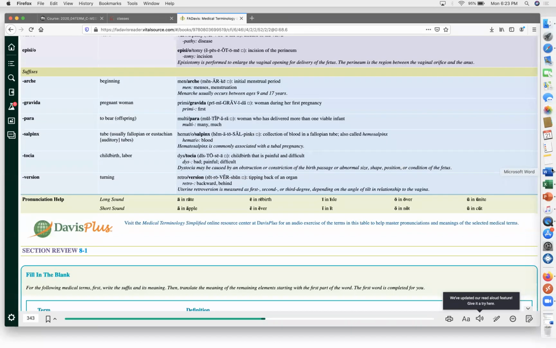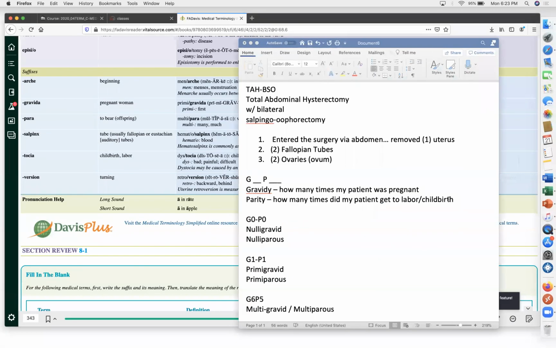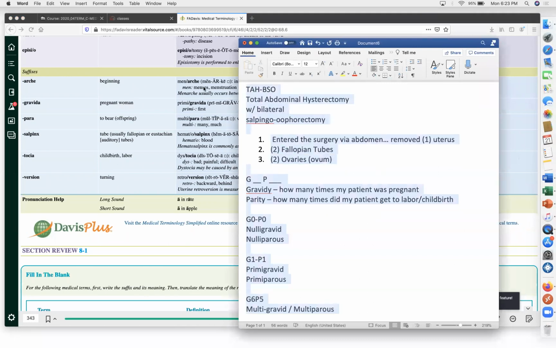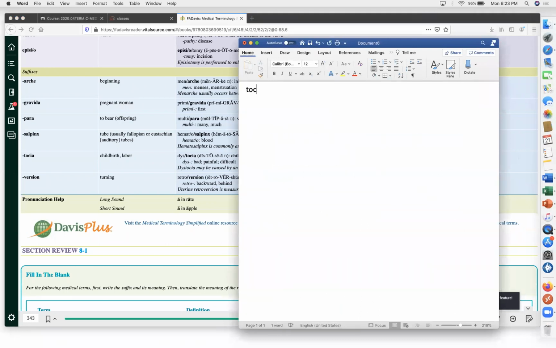Now, toco or tosha, let's look at this very common machine that's in obstetrics, your tocodynamometer. Let's break that down. Your tocodynamometer is a machine that measures. And what's toco? Childbirth, labor, and dyna is movement. And what are the two movements? Of course, you have movement plus fetal heart rate.